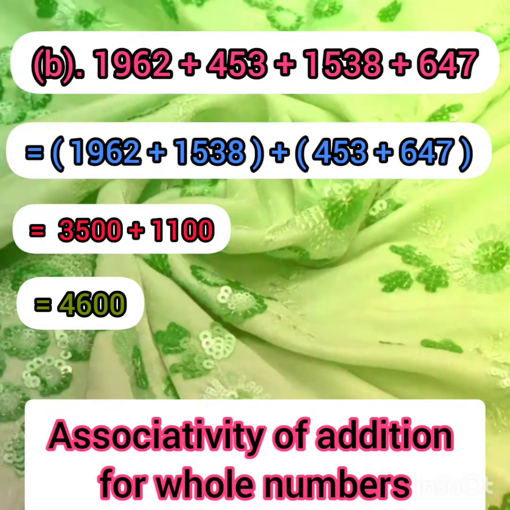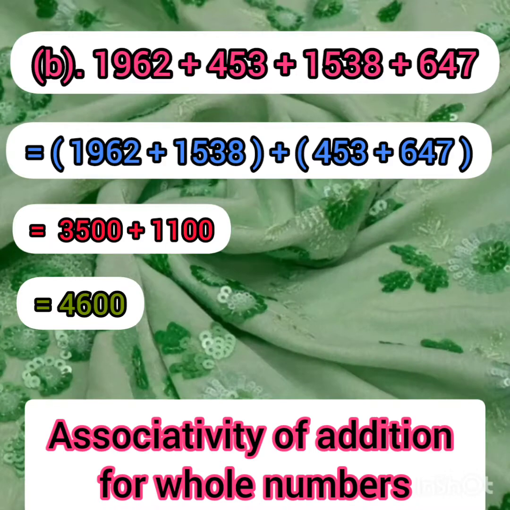Now the sum of 3500 and 1100 is 4600, and this is the complete solution of question number 1.